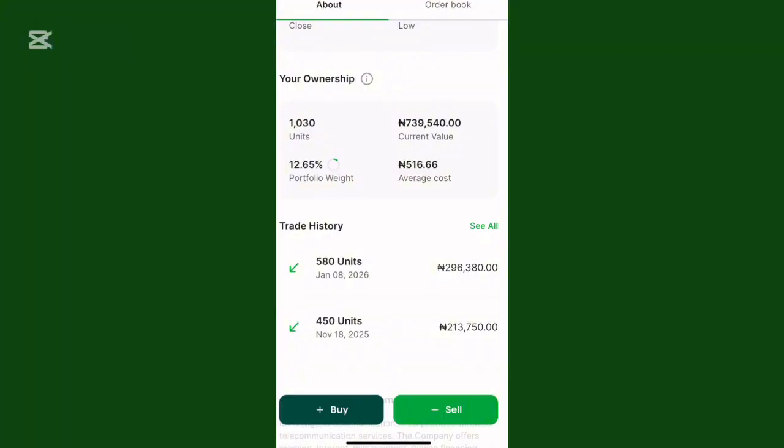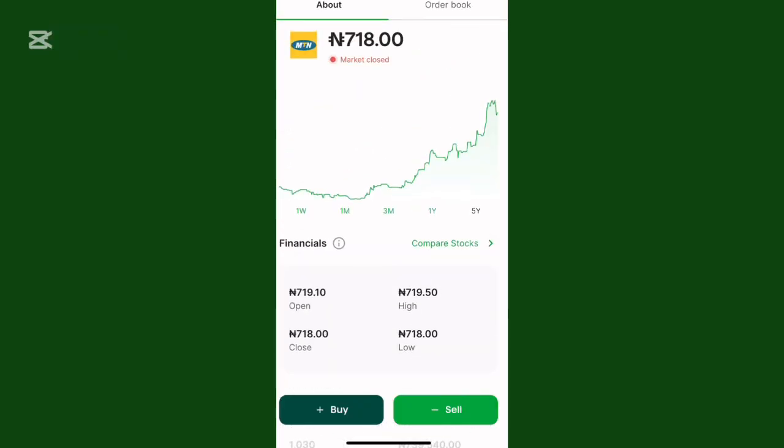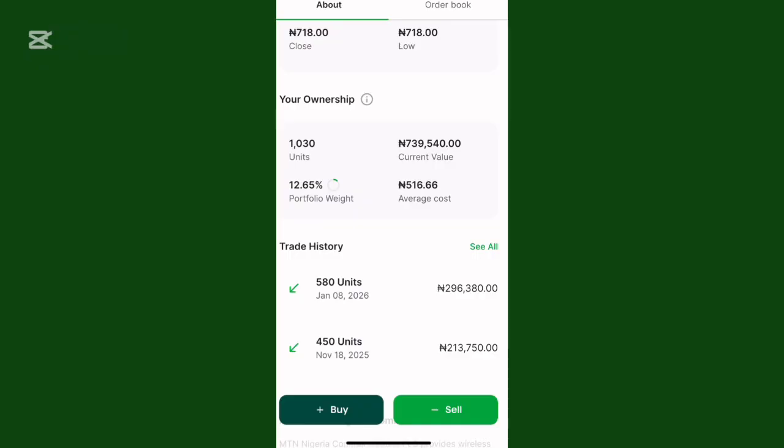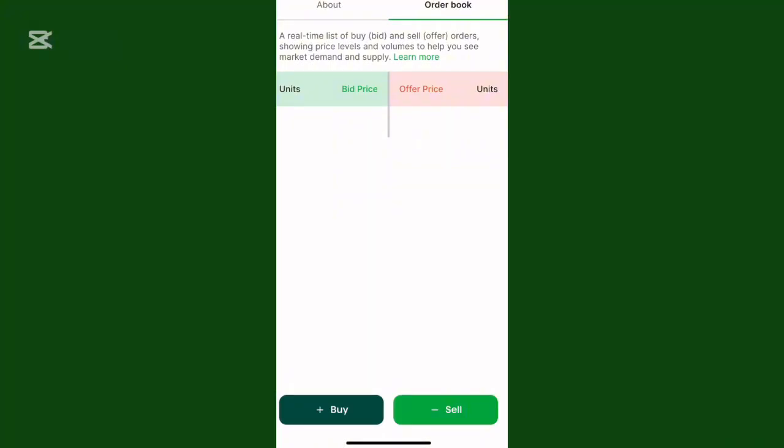The person first bought November 18, then bought again January 8. So the average cost of buying these shares is 516 naira, in which case the stock price is now trading at 718 naira. This is why this person has made profits. And current value, that is how much you invested plus your profits, everything in total, that is the current value, which is 739,540.